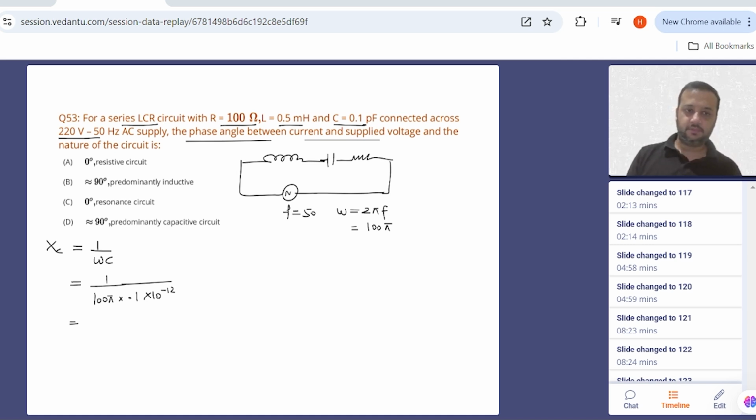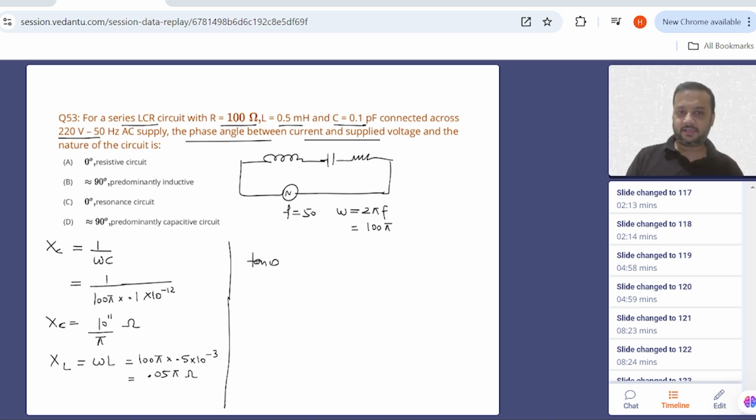So how much does this become? This becomes 10 to the power 11 upon pi ohms. So this is the value of XC, which you can see is very, very high. If you see XL, so XL we know is omega L. Omega is again 100 pi. And if you multiply this by L, which is 0.5 millihenry, so 0.5 into 10 to the power minus 3. So how much will this become? This will become, I guess, 0.05 ohms.